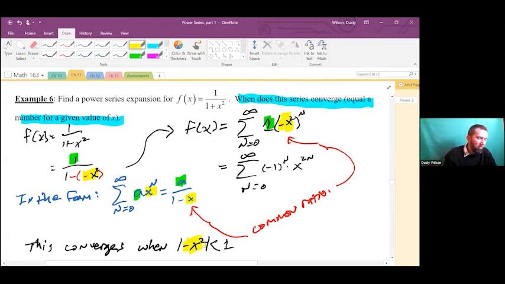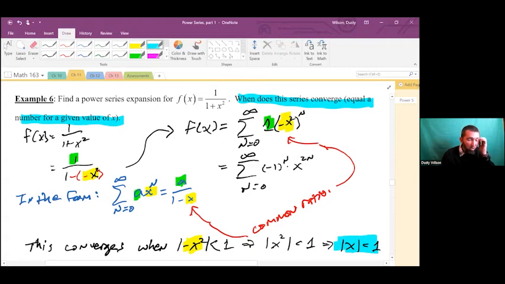So you want the absolute value, which obviously doesn't care about the negative. So this would be the same thing as saying when the absolute value of x squared is less than 1, and x squared is less than 1 in absolute value when the absolute value of x is less than 1. That is between plus and minus 1. So here are the x values on which this power series is a valid expansion for the given function f of x.